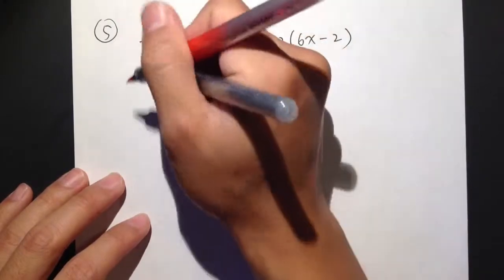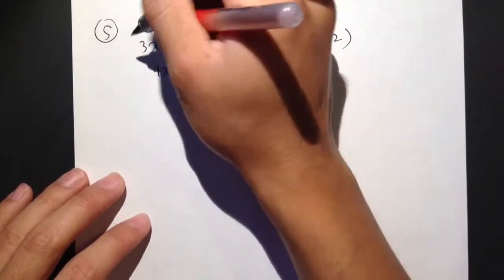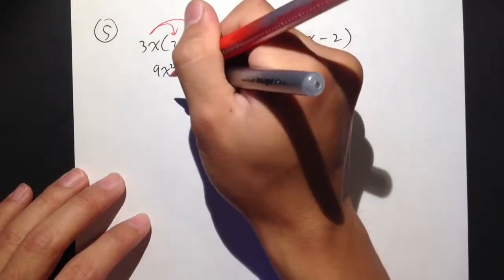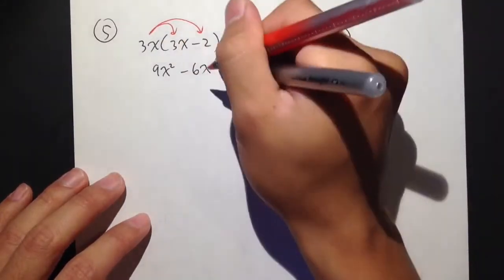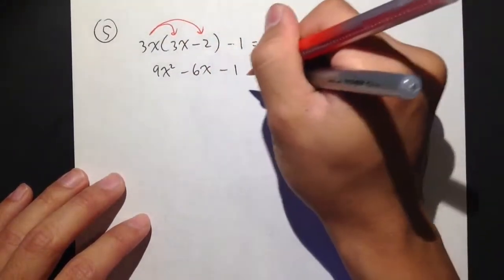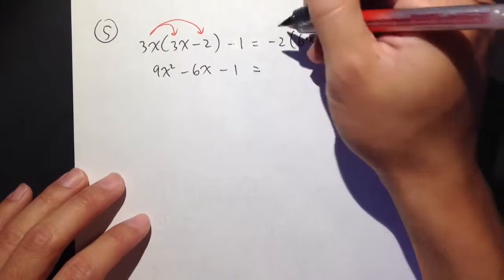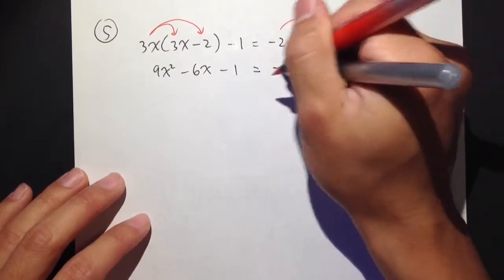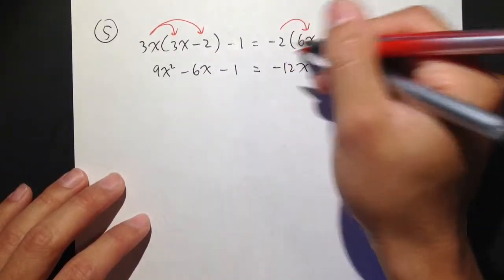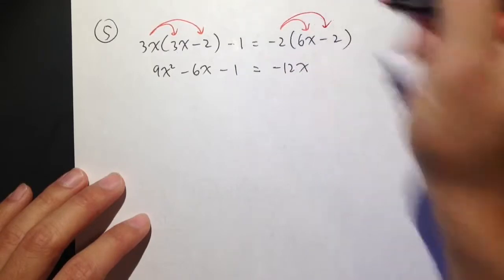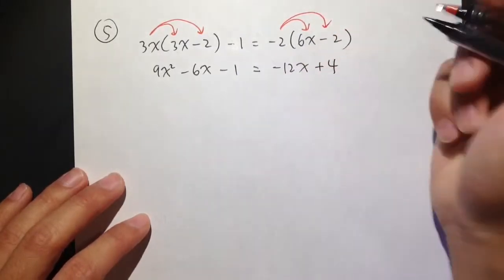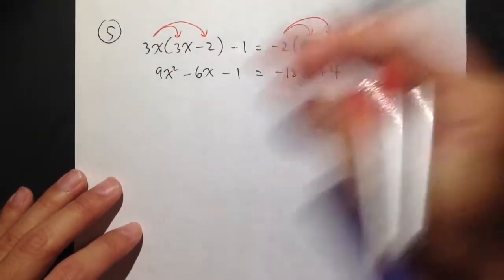3x times 3x is equal to 9x squared, and then 3x times negative 2 is minus 6x. Bring down the minus 1. Equals, I have a negative 2, multiply the inside, we get minus 12x, negative 2 times negative 2, we get plus 4. So the first thing, distribute it, right?